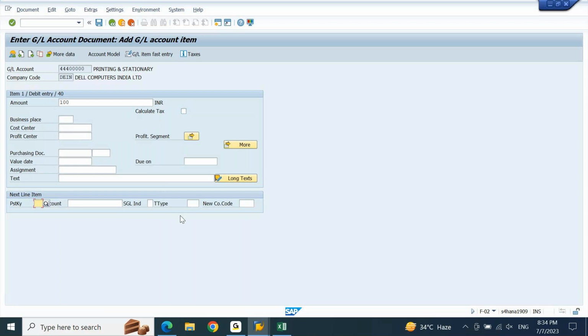Next one, I am going to take a posting key called 31. Anything which starts with 2 or 3 series is vendor related. 2 series, 3 series is a vendor related posting key. Let me select any one vendor account here. Here also this is just an account. Based on the posting key, the system is going to understand that this account is a vendor account. Let me hit enter.